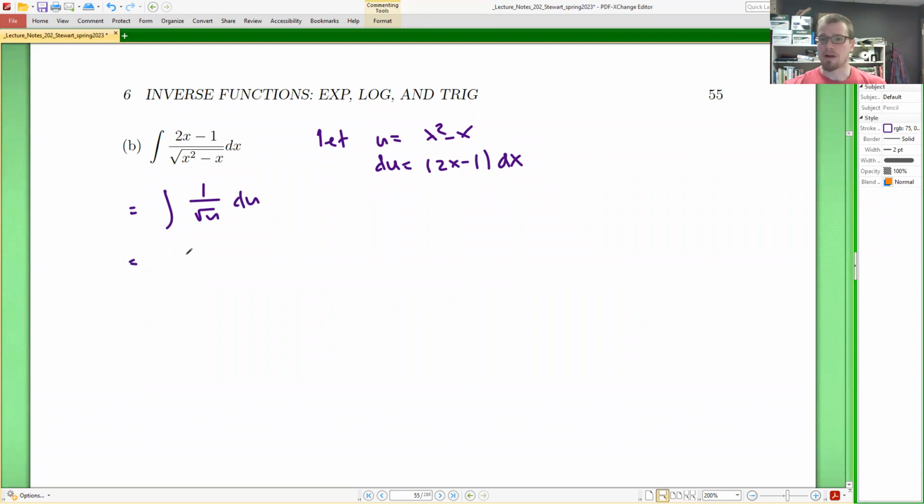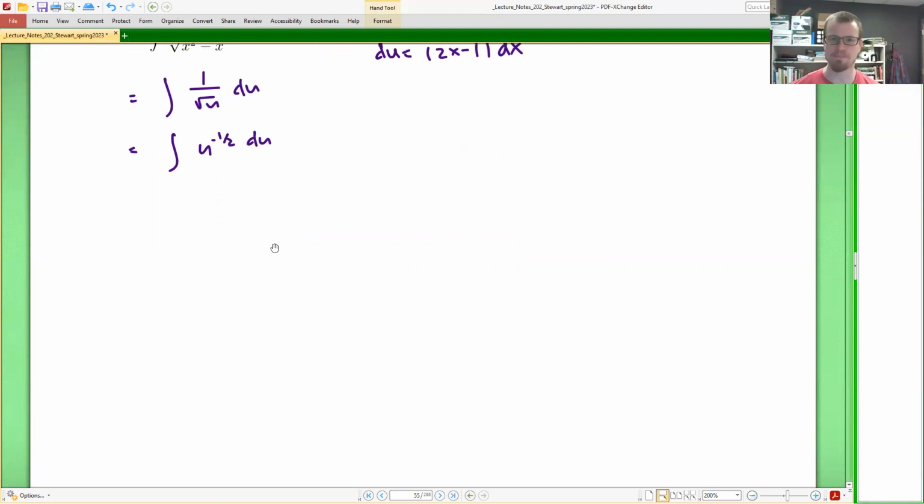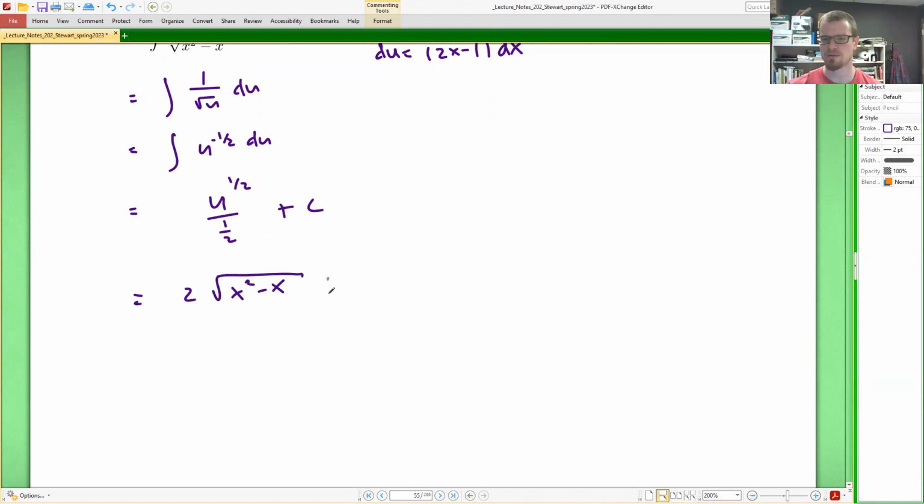And just to complete the problem, this is the integral of u to the negative 1/2. I like to apply the power rule. It's easiest to think of it that way. So I can increase the power by 1, divide by the new power, and add the constant of integration. Division by 1/2 is multiplication by 2. U itself was x squared minus x, and we are taking the square root of that. So, okay, excellent. Not a big deal.